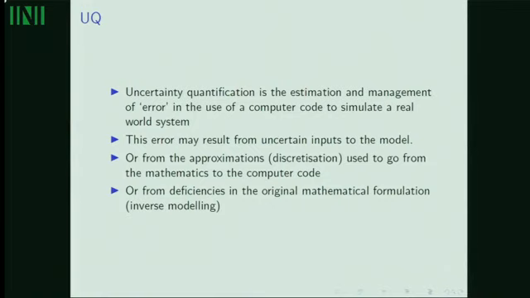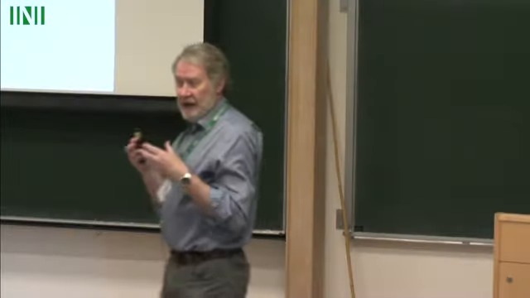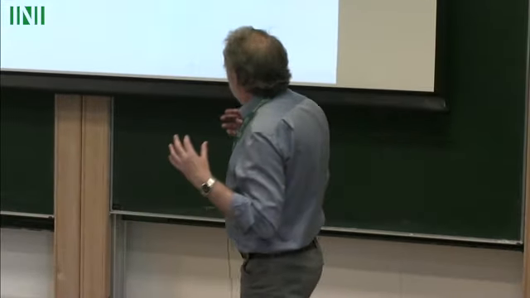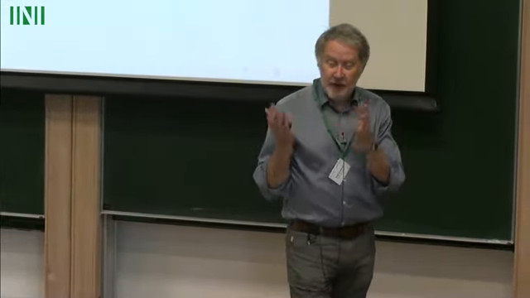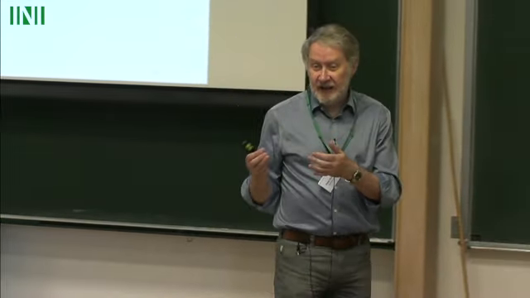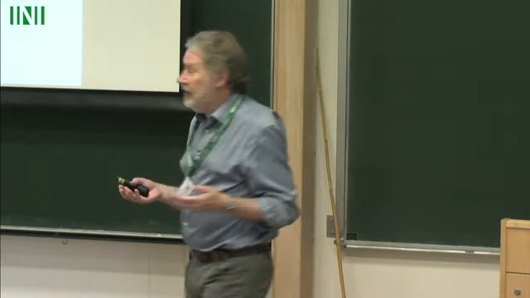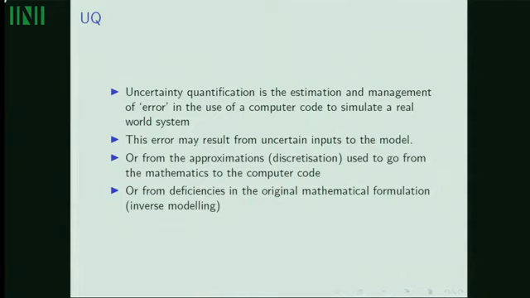And there are approximations used to go from the mathematics to the computer code. We have a set of equations that describe how the water flows through the porous medium, but we have to approximate that to put it into the computer. We can't solve it analytically. So there's a discretization that's going on, and that induces error. And it might be our mathematical formulation is itself not exact. The real world isn't a set of equations, it's something much more complex than that, and there's a difference between those two.